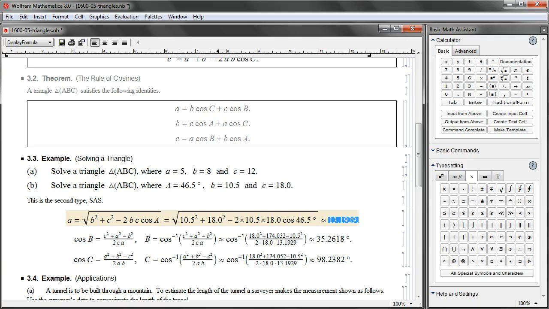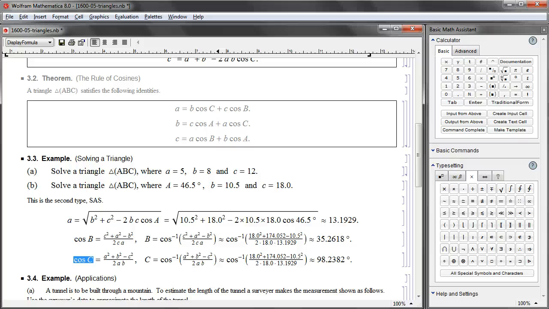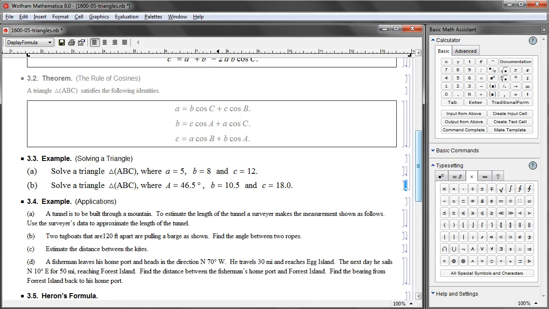Now that we have all three sides, small a, small b, and small c, we can do exactly the same process as before and find cosine of capital B, and then taking the arc cosine, we get the angle. Cosine of capital C, we can take the arc cosine, and we get the angle. Those are two typical cases to solve triangles.